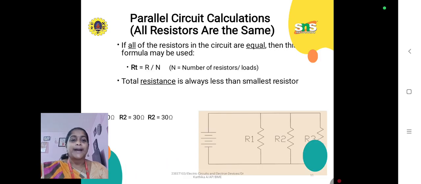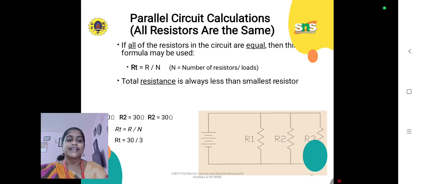See, parallel circuit calculations when all resistors are the same. Here, RT equal to R by N, where N is the number of resistors or loads. Total resistance is always less than the smallest resistor. Substitute these values, we will get 10 ohms because all the resistors are the same here.